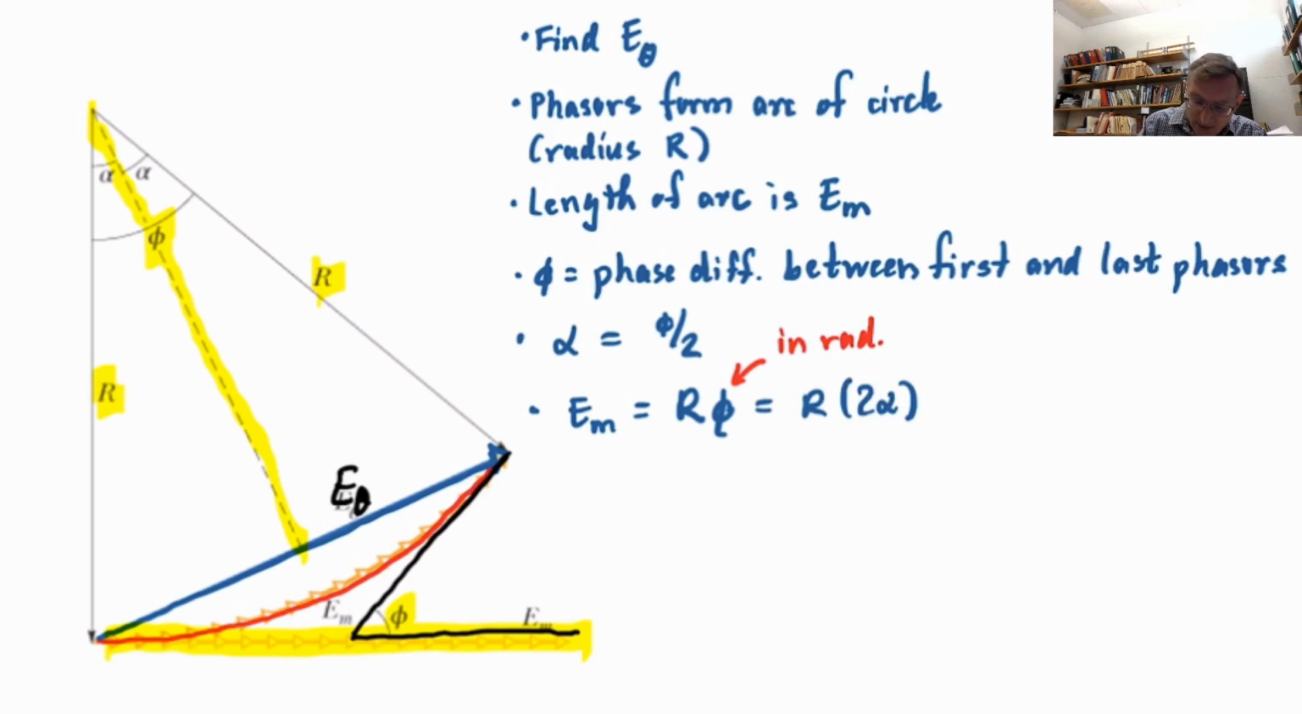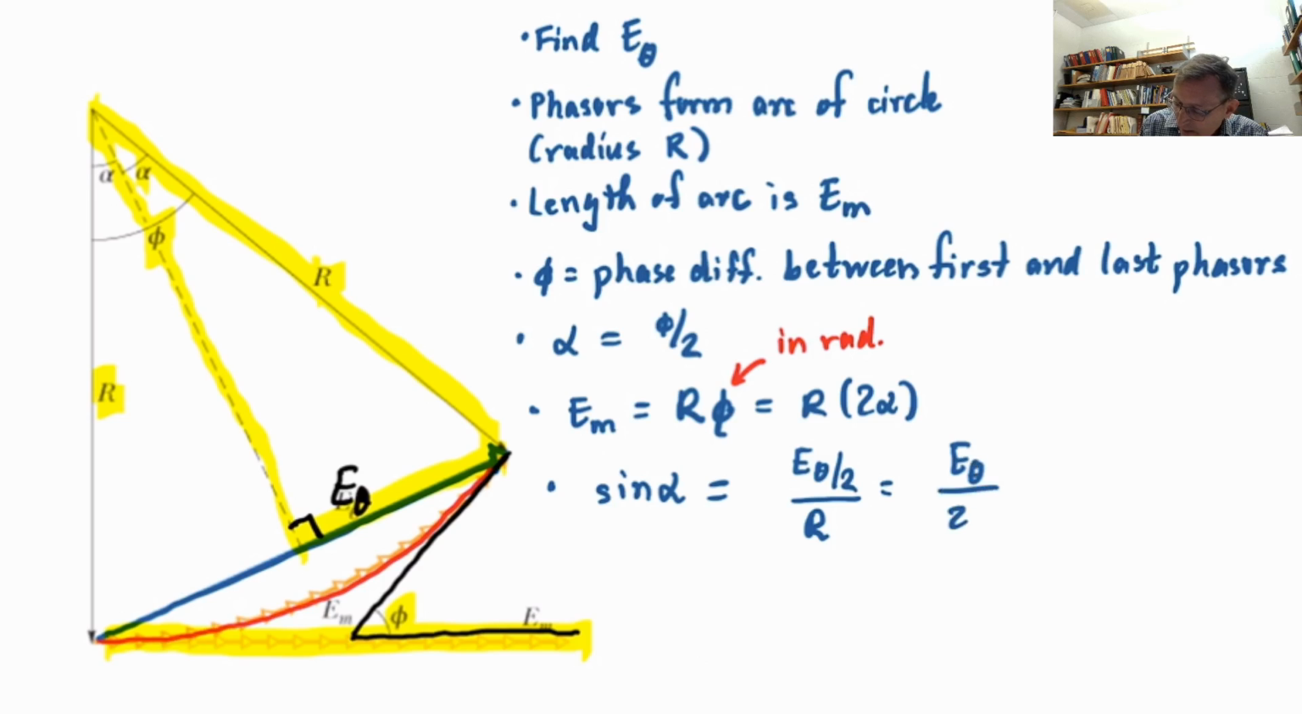All right, now look at this right triangle formed here between these three sides. Or the other right triangle, doesn't matter. Yep, that's a right angle right there, yes? So just from right triangle trigonometry, let's figure out an expression for the sine of alpha. See the alpha up here? Sine is then opposite over hypotenuse. Opposite length is E theta over 2, half of E theta. Hypotenuse is the radius. This is E theta over 2r.